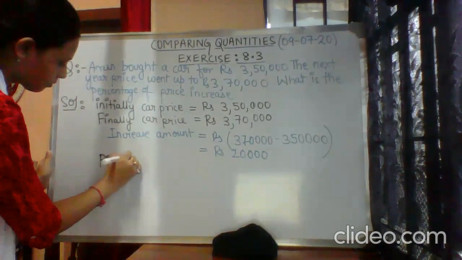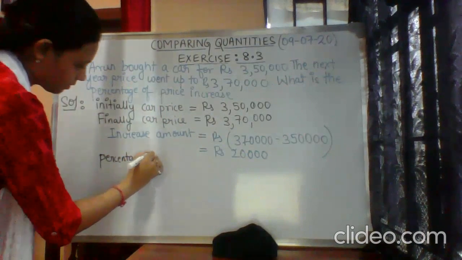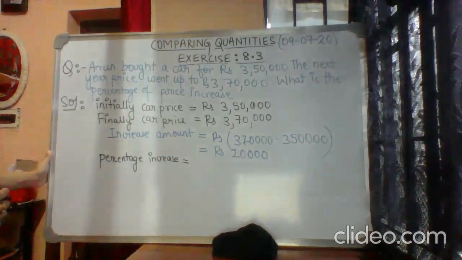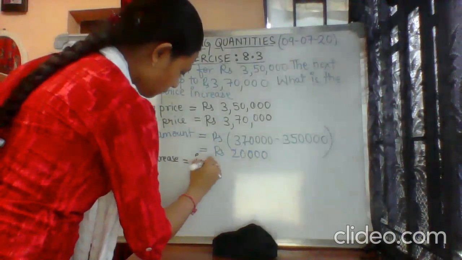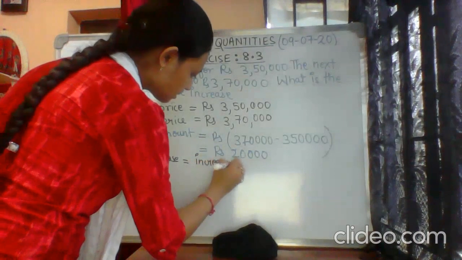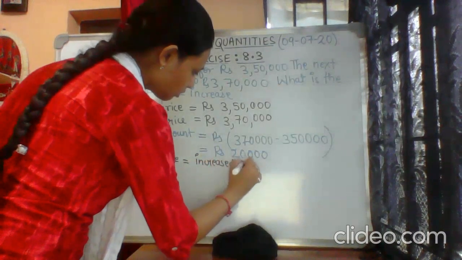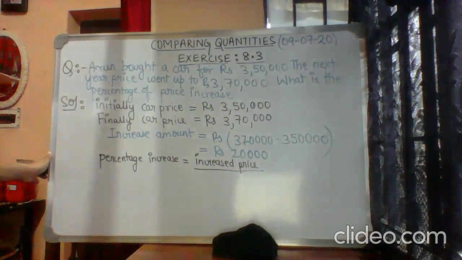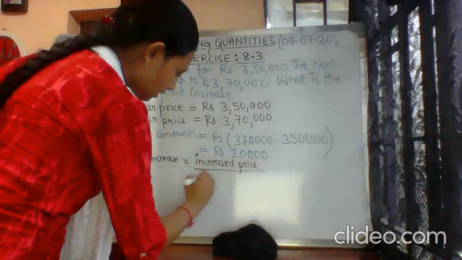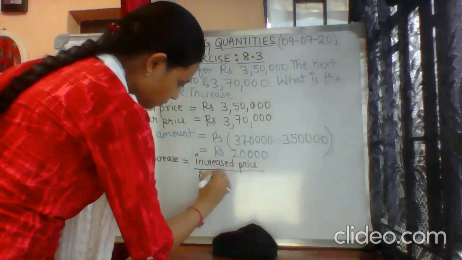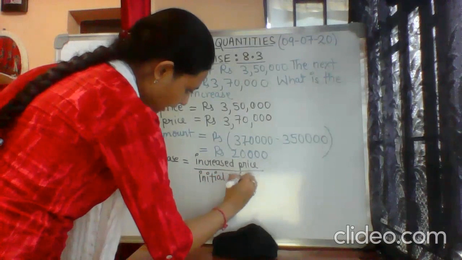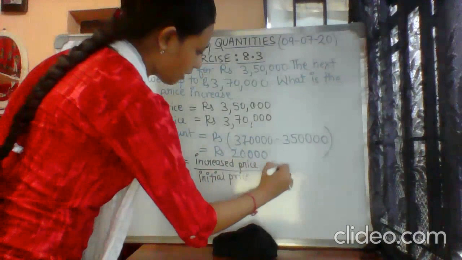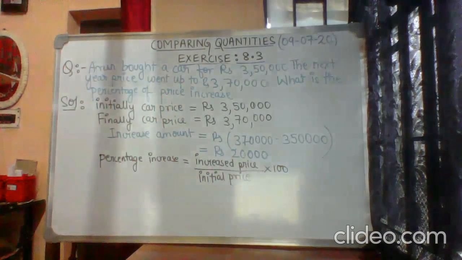Percentage increase means we know the increase amount, or increased price, divided by the initial price. Initially the price of the car, the initial price, and as we have to calculate the percentage, we have to multiply by 100. So now you put the values.